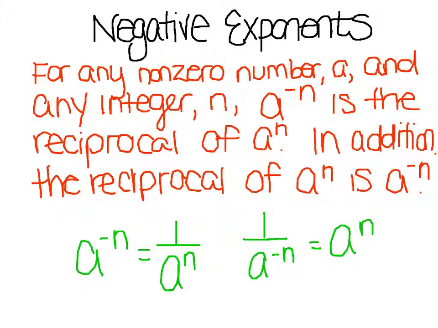So you just have to remember fractions. If it's not written as a fraction, assume it's on top, and it's going to move to the bottom and become a positive exponent. If it's on the bottom, to get rid of the negative exponent, we're going to move it to the top. We're flipping it.